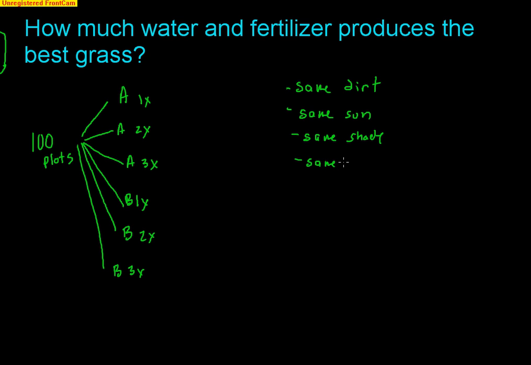Well, it's all the same amount of wind. Well, what about animals that could come around and eat my grass and make it not grow well? Well, put a fence around your land. You have to establish control. That way these 100 plots are treated all equally except for what treatment they're getting.